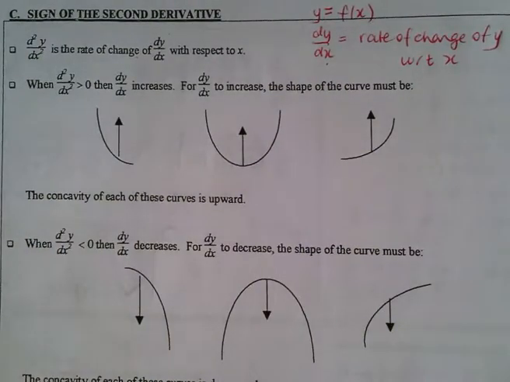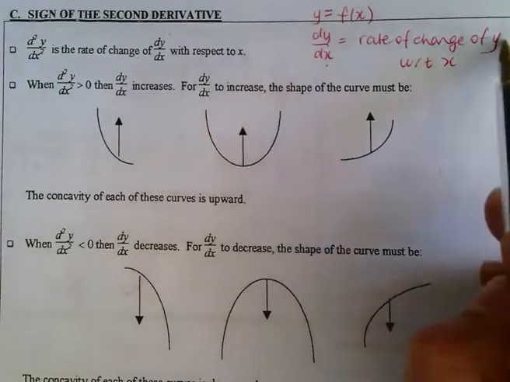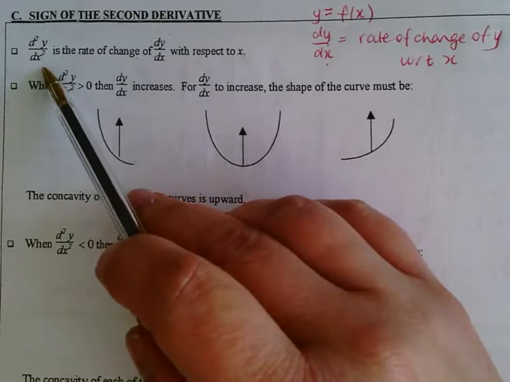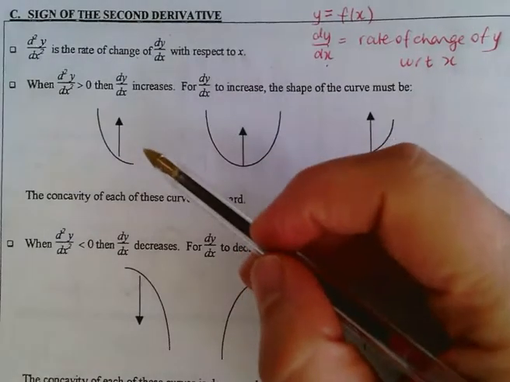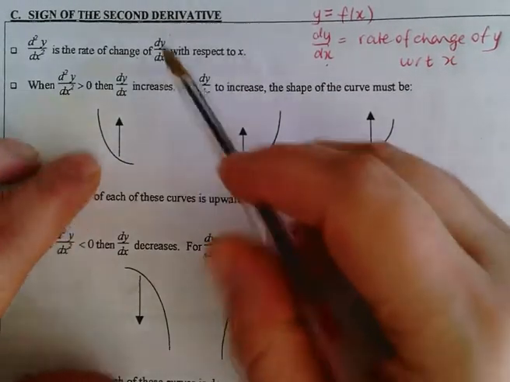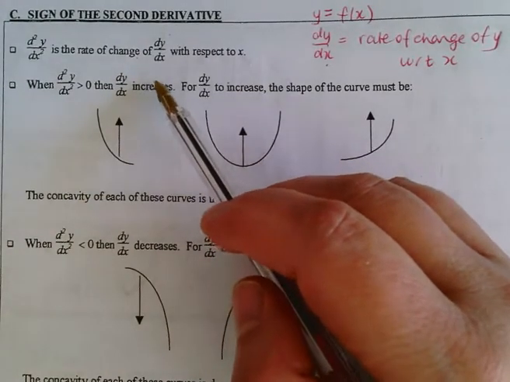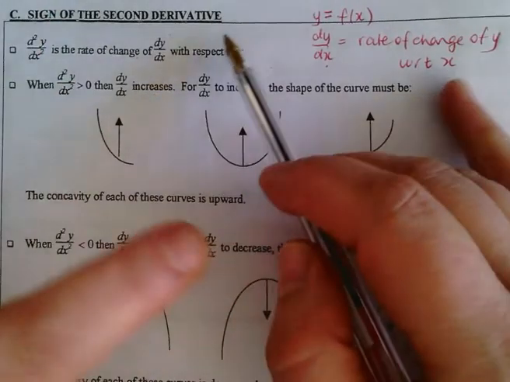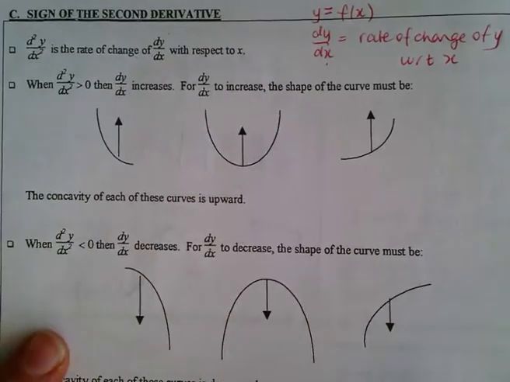It's how the gradient is changing. So dy/dx is how y is changing with respect to x. d squared y by dx squared, the second derivative, is another rate, but it's the rate of the gradient. How is the gradient changing? It'll tell you things like the gradient's getting steeper or the gradient's getting flatter. So it's the rate of change of the gradient with respect to x.